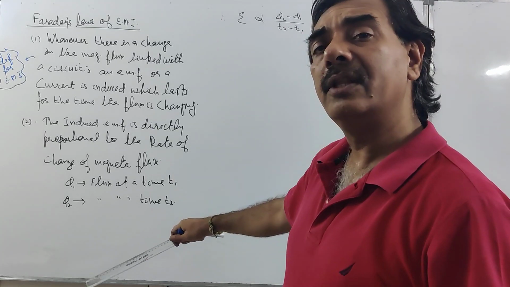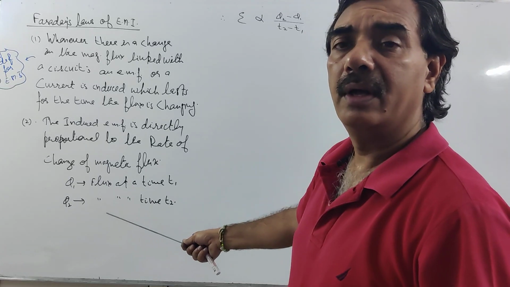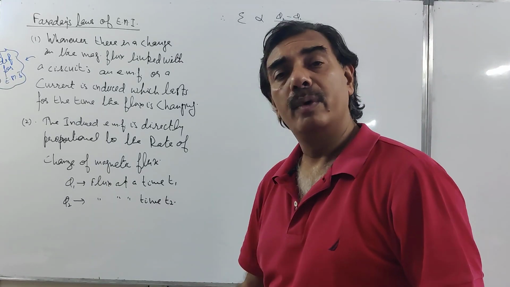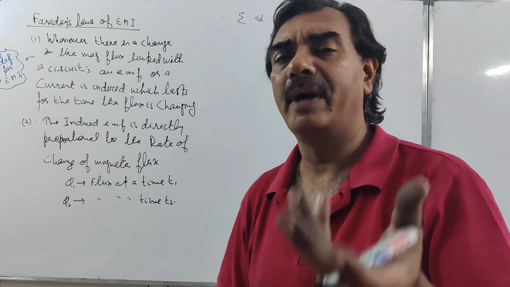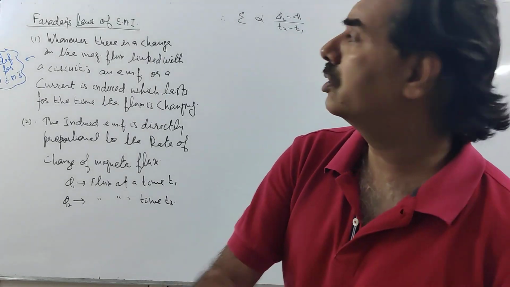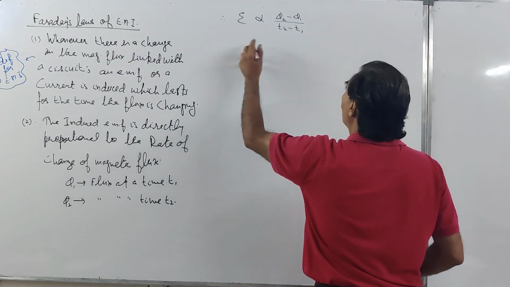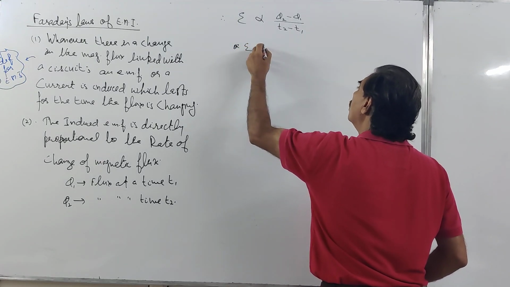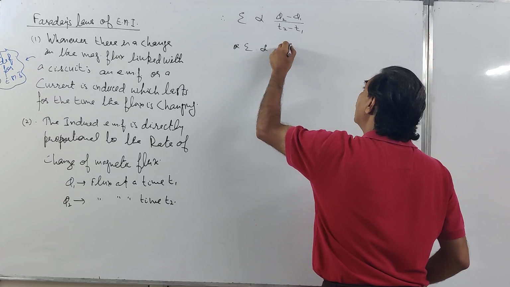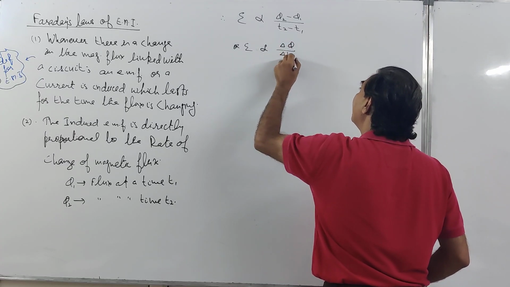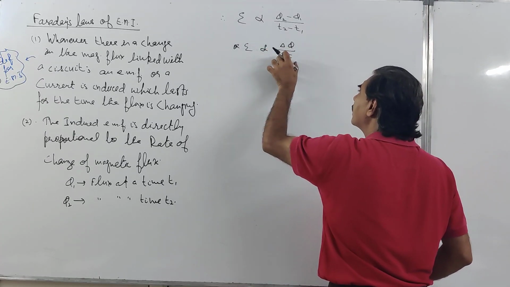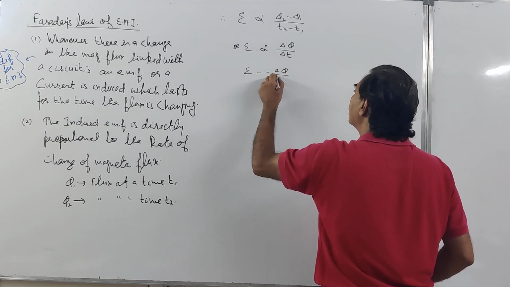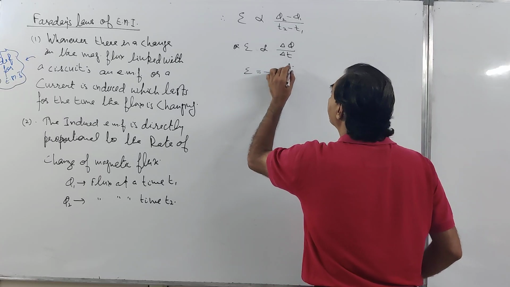तो change in flux कितनी है? phi2 minus phi1. This has happened in a time t2 minus t1. तो एक सेकंड में कितनी हुई? phi2 minus phi1 upon t2 minus t1. E is proportional to delta phi by delta t. Delta phi is the change in flux in a small time. E is equal to minus delta phi by delta t.